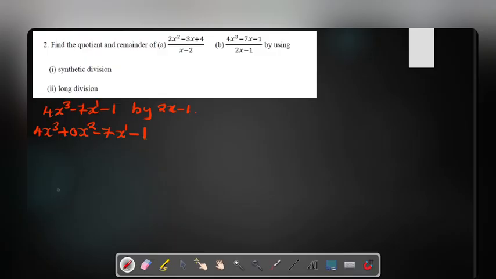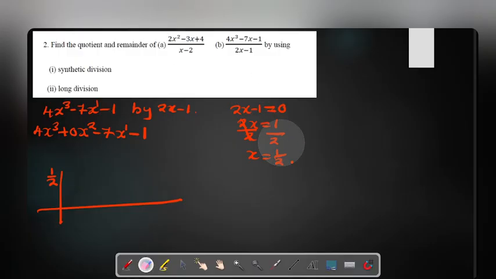Then after that, this is our synthetic division. The divisor is 2x minus 1. Then we set this to 0. So we get 2x equals positive 1. Then we divide by 2, divide by 2, and we have x equals positive 1 over 2. So here we put 1 over 2. That's what we do. Then after that, the coefficients: we have 4, then 0, followed by negative 7, followed by negative 1.